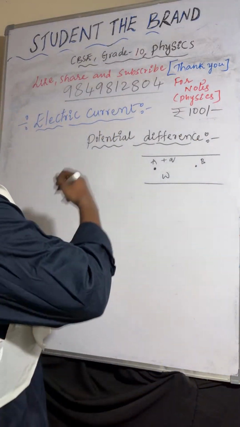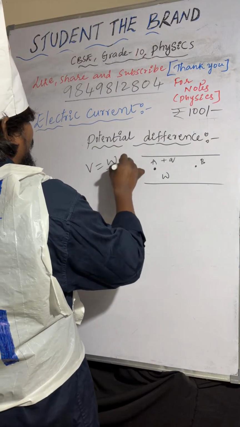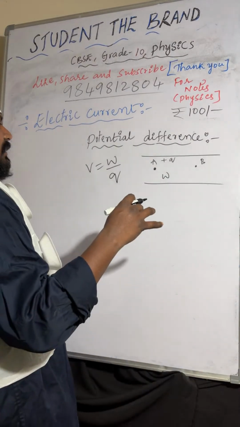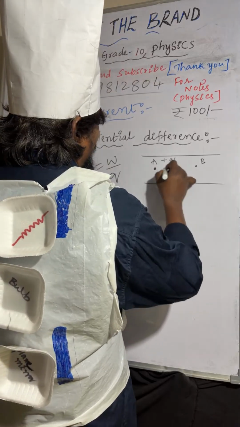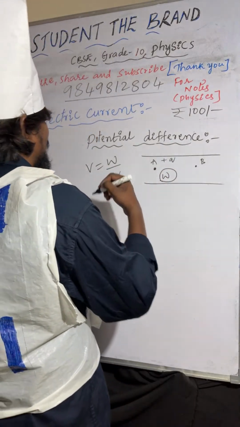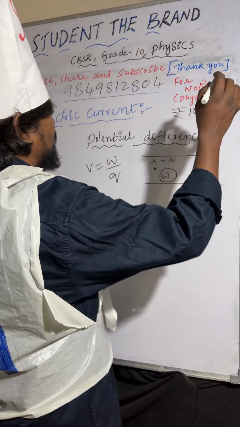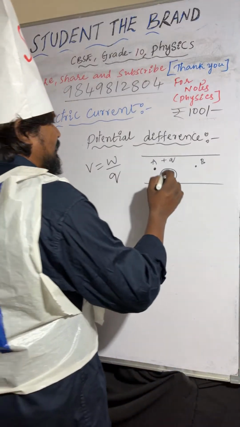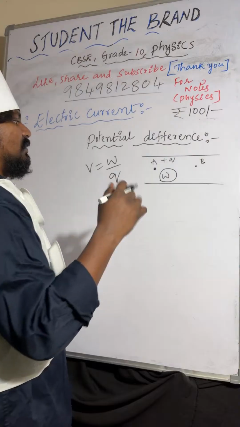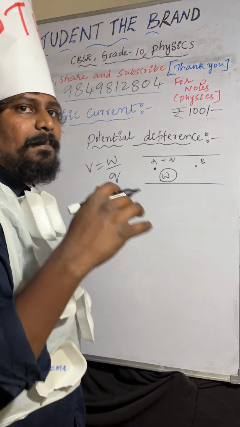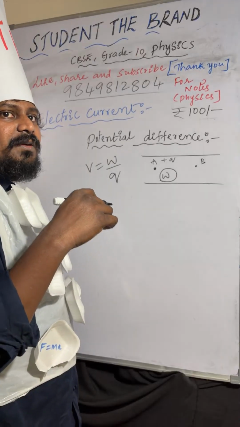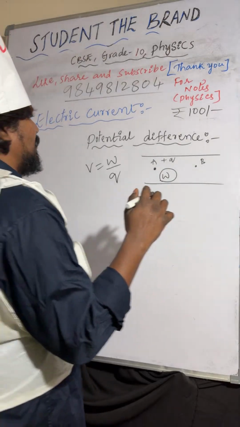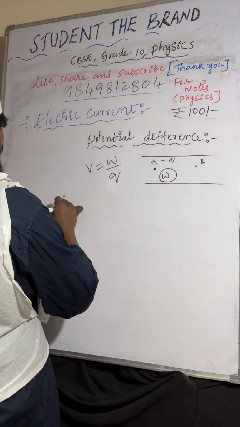So the work done to bring unit positive charge from one point to another point within the conductor is called potential difference. V equals W by Q. What is W? Work. What is Q? Charge. What is V? Potential difference. V equals W by Q.